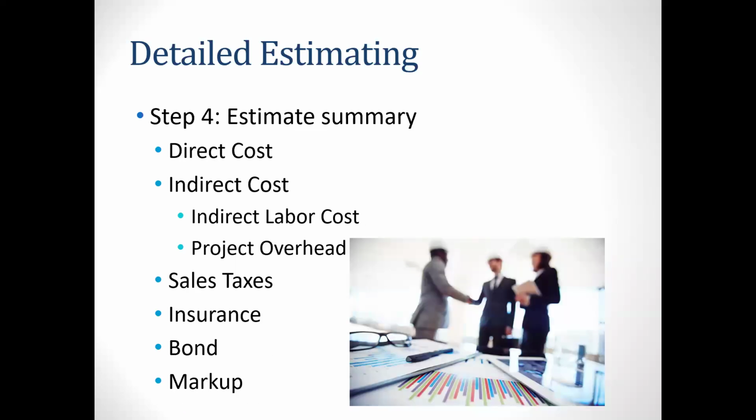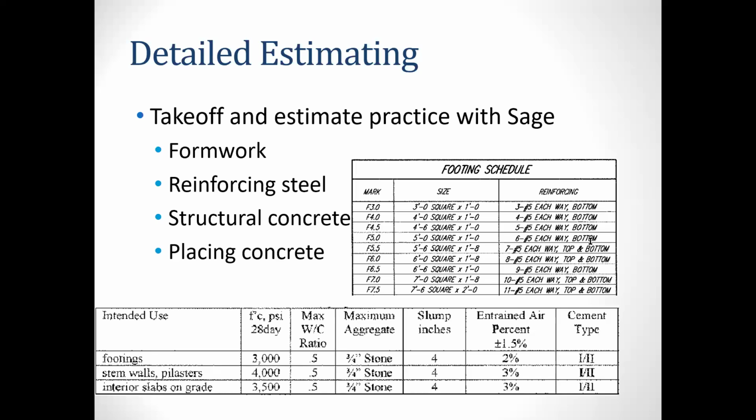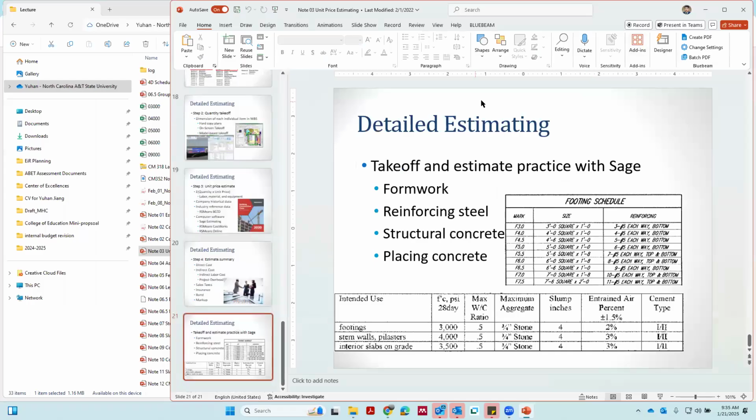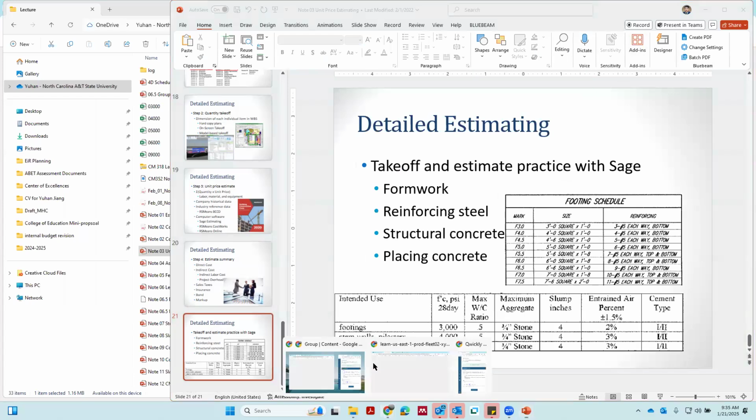So in summary, you have the direct cost, indirect labor cost, and project overhead, and you add the sales tax, insurance, bond, and markup. That is your whole budget, right? So we're not going to do this example. That's what you already learned from the first estimating class.